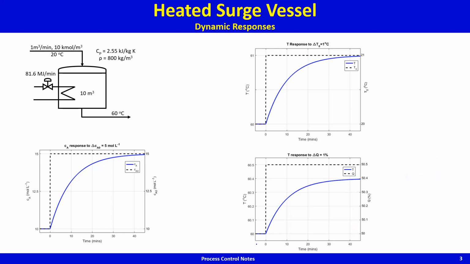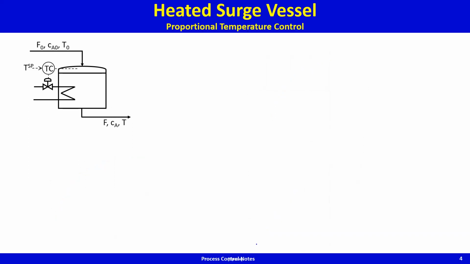So that's that. Now let's put in a proportional controller. I've got my proportional temperature controller, which compares the tank temperature with the set point and then adjusts the heater duty Q using the proportional control law. The action of this controller is reverse, in the sense that if temperature is increasing, decrease Q.